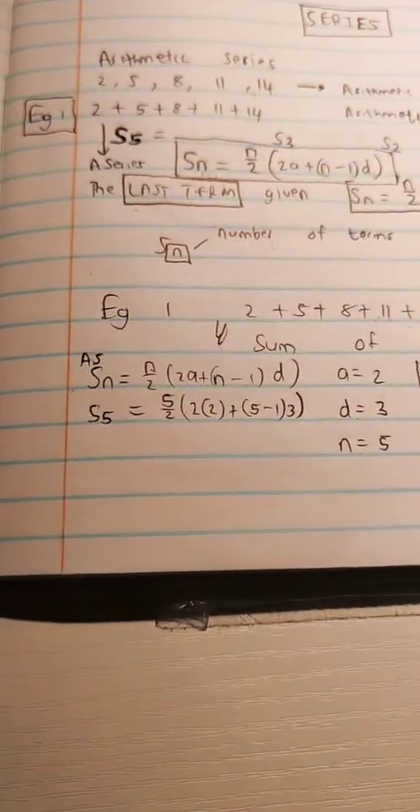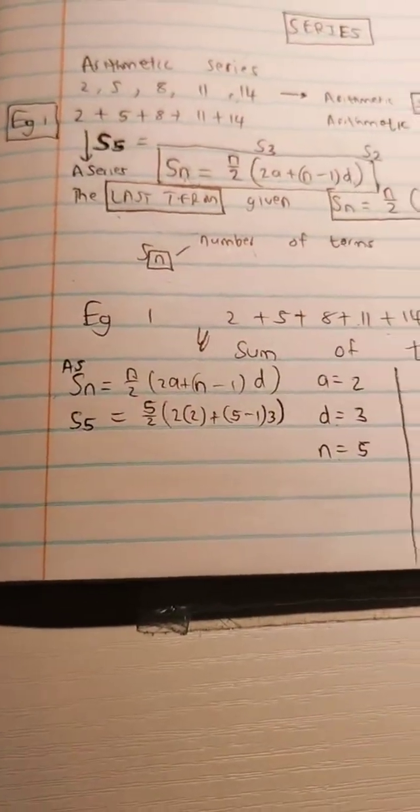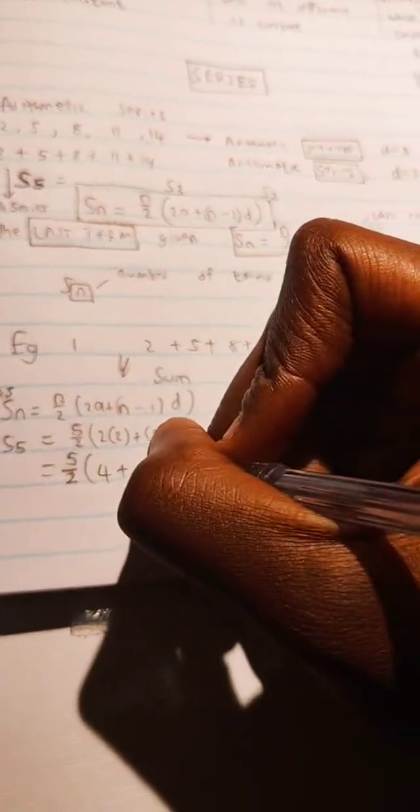Okay, 2a times 2 plus n is 5 minus 1 times the d, that is 3. We close the bracket. And guys, we could simply just go directly to our calculator and punch all of this in and get the answer without really bothering ourselves too much with a lot of things.